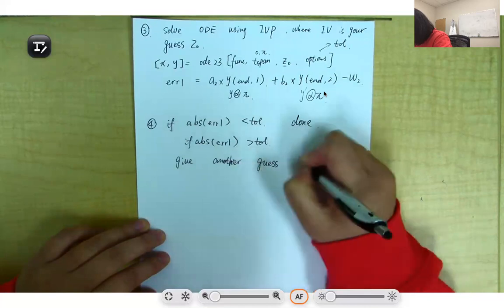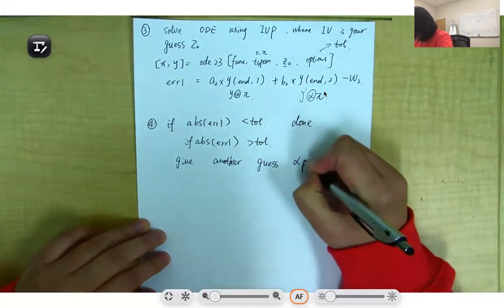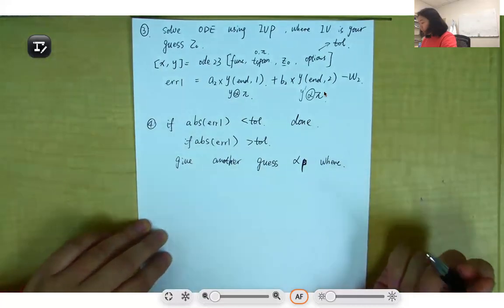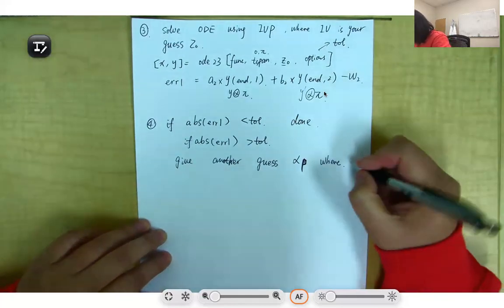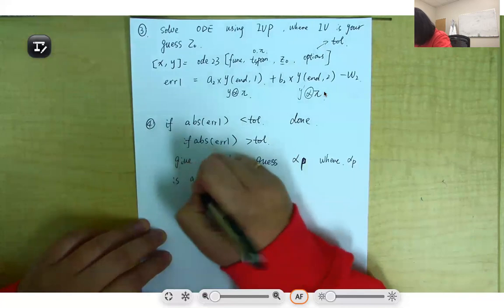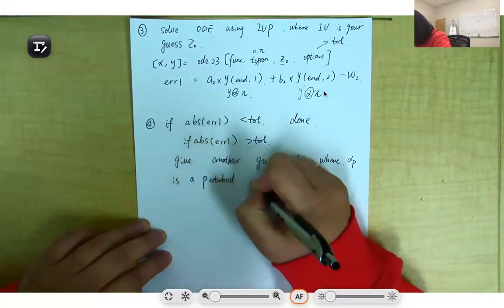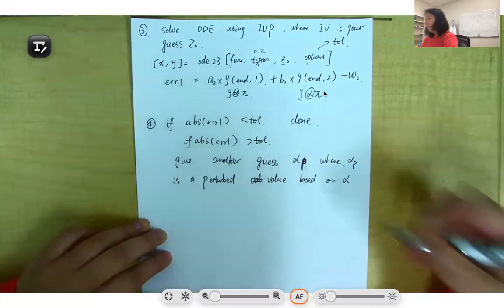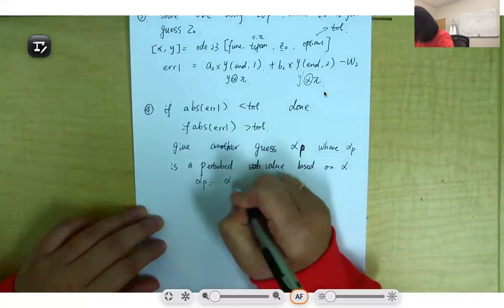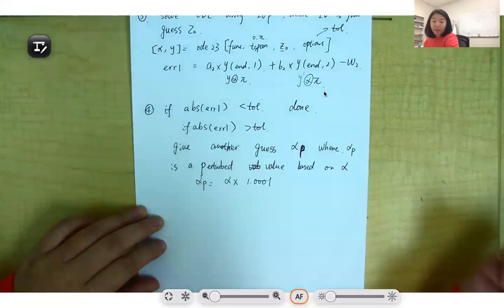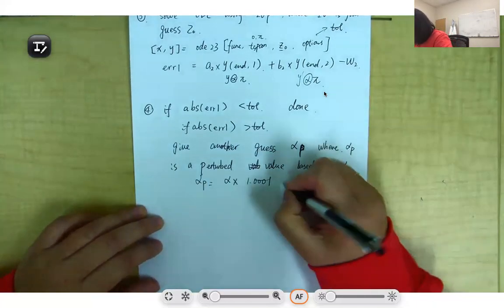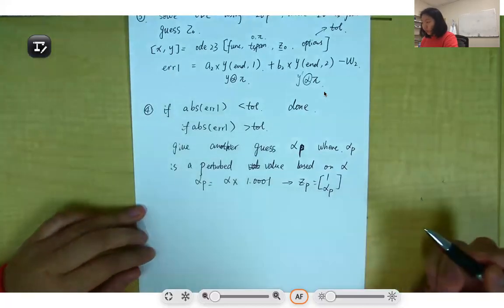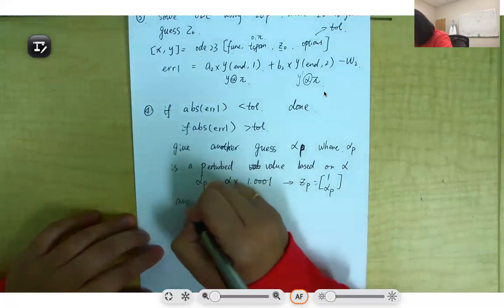Another guess, for example, alpha p. This is another guess where the initial alpha p can be a perturbation based on alpha 1. This alpha p will be equal to alpha times 1.0001. As I said, it's a perturbation based on the initial value. Then you will have the z naught or zp will be equal to 1 and alpha p, right? And based on this alpha p, you can get the error 2. So it's error p.